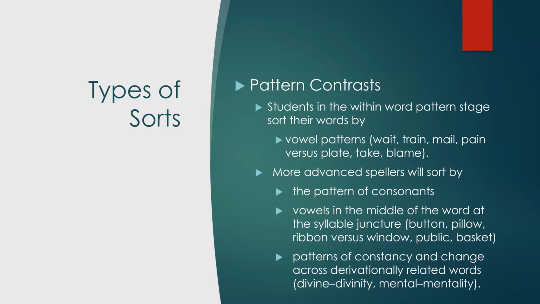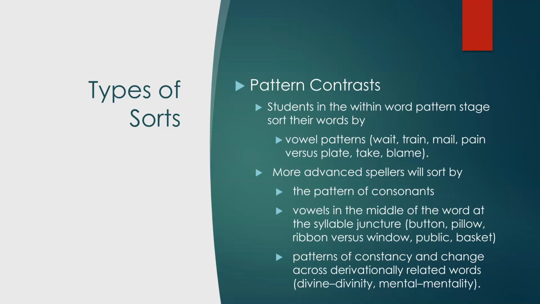The pattern contrast happens when our students are within word pattern stage sorts. They see vowel patterns, wait, train, so all the AI kind of things, the A consonant E. So we're looking at these vowel patterns. More advanced spellers can sort by the pattern of consonants as well. You might see vowels in the middle of the word at the syllable juncture, such as button, pillow, ribbon, versus window, public, basket. In the first set, you have your double consonant. In the second set, you have two different consonants together.